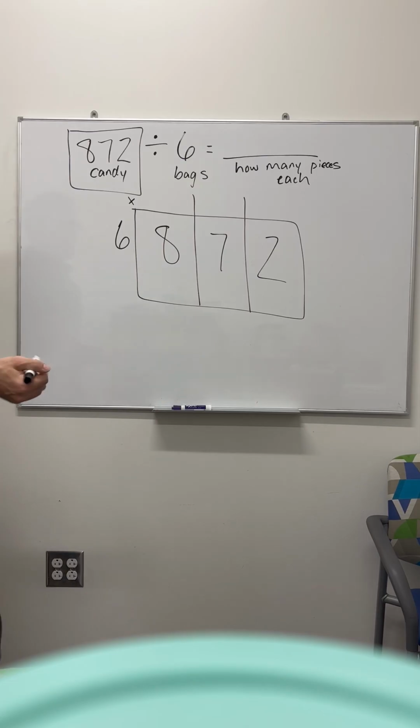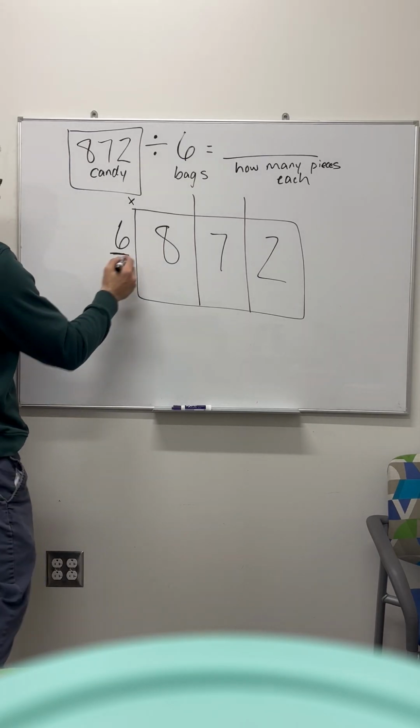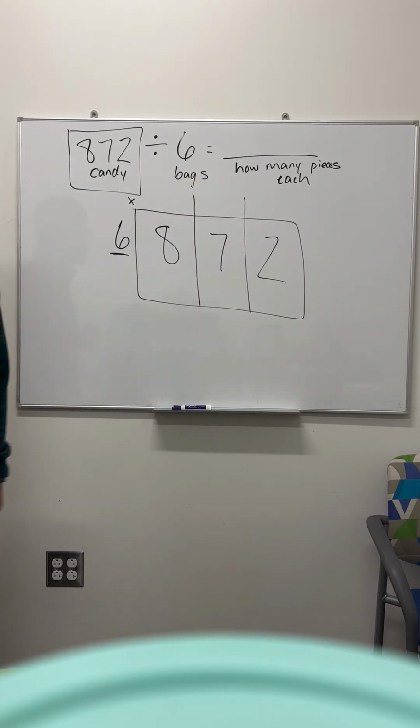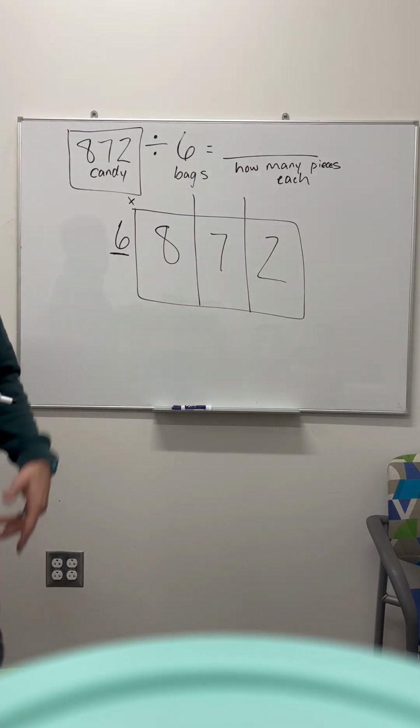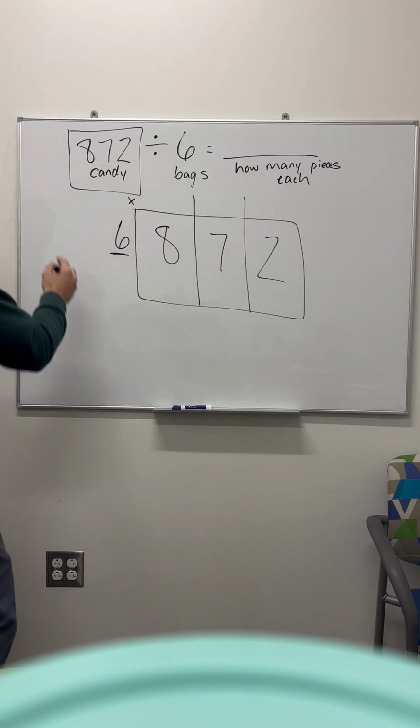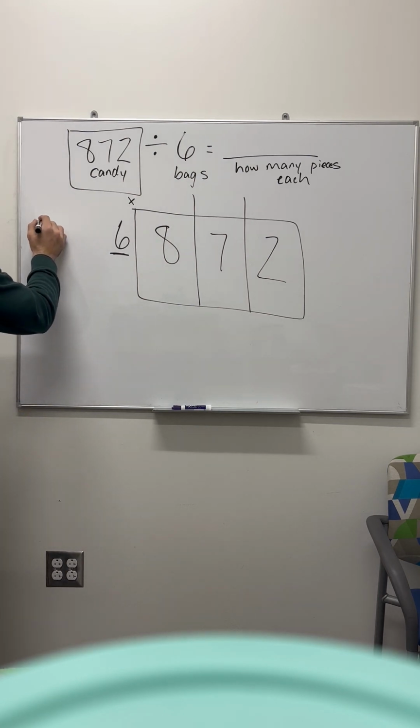Now, here's the key to this strategy. Whatever I am splitting this into, I need to skip count by. So I want you to skip count by whatever we are dividing by. So we've got our dividend here, our divisor. We're going to be skip counting by our divisor. So I'm going to come over here and start to skip count.